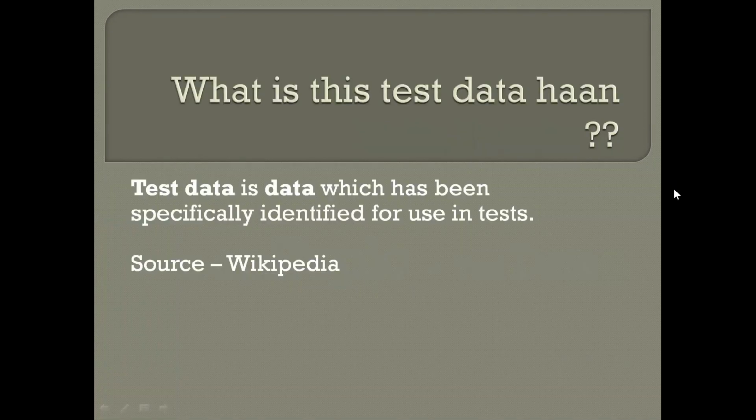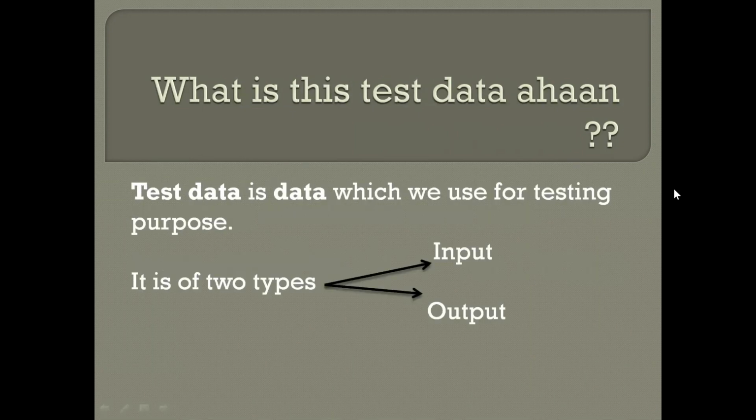Okay. So our first question whenever we talk about any topic is, what actually is the topic? Our topic is test data. Test data is data which has been specifically identified for use in tests. Pretty simple, right? The source is Wikipedia. In my terms, test data is data, pretty simple, which we use for testing purposes. By the name itself, we can identify that.